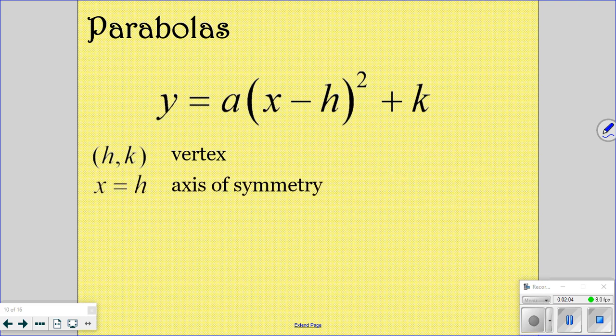X equals H is going to be your axis of symmetry. So you're going to just take this and set it equal to 0. And so that's where X is going to equal H. And that's going to be a vertical line. We're going to make it a dotted vertical line on our graph. And then the A tells whether it opens up or down. If it's positive, it opens up. And if it's negative, it's going to open down.